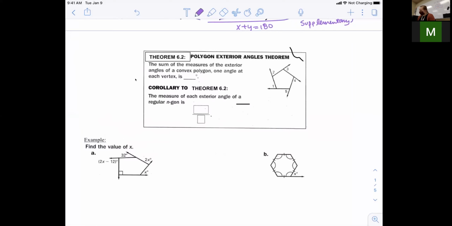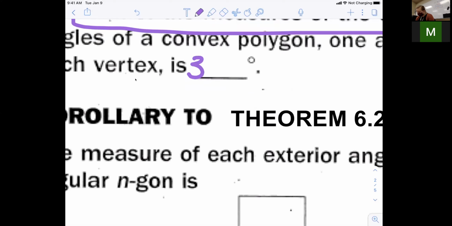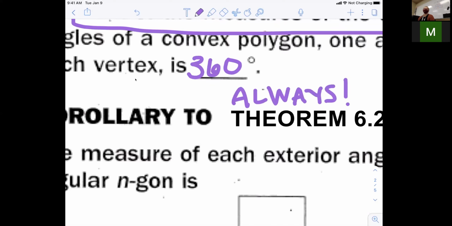The sum of the exterior angles, always, no matter what shape you have, no matter what time it is, no matter what day of the week it is, it's always 360. No matter what. Whether it's a triangle, the sum of the exterior angles is 360. Whether it's a dodecagon, the sum of the exterior angles is 360. Whether it's a 247-agon, the exterior angles always sum to 360.